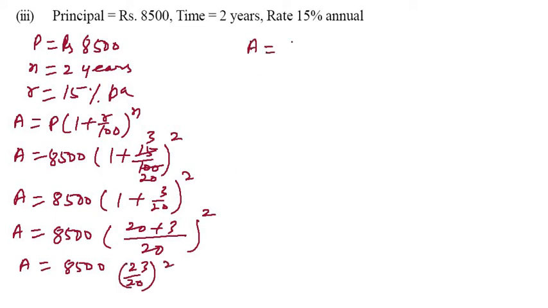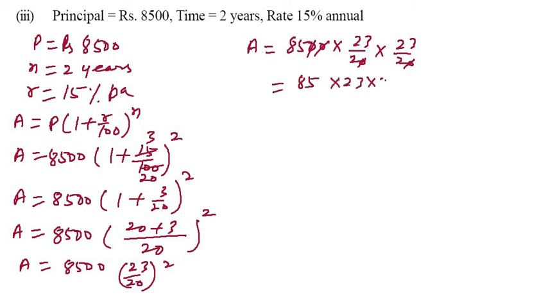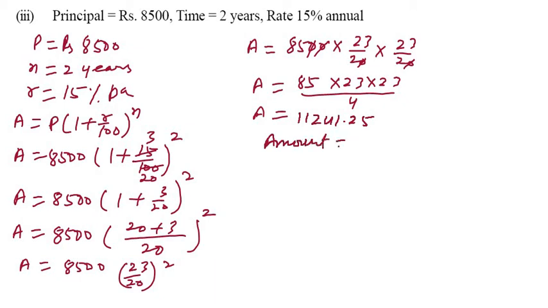Now multiply this one. Amount will be equal to 8500 into 23 upon 20 into 23 upon 20. So 0 will be cancelled with this 0. So we get 85 into 23 into 23 upon 4. Let us do the multiplication of these numbers. That means amount will be equal to rupees 11,241.25. So that will be your first answer.